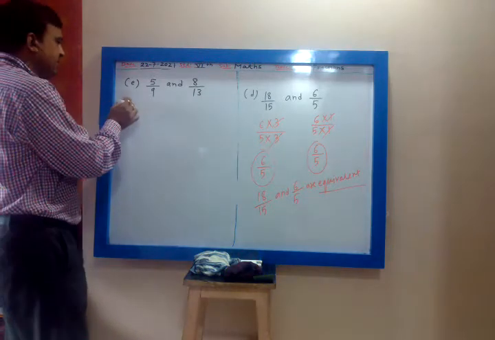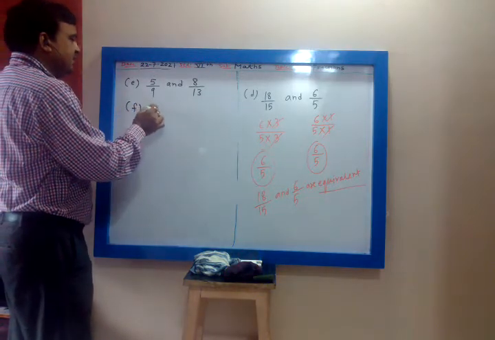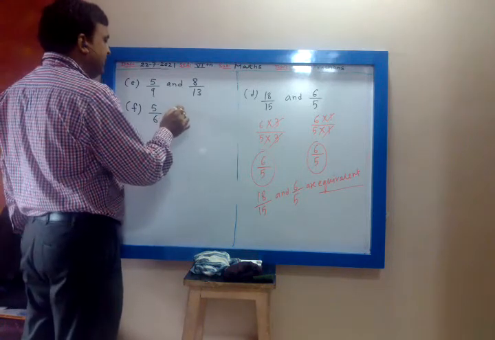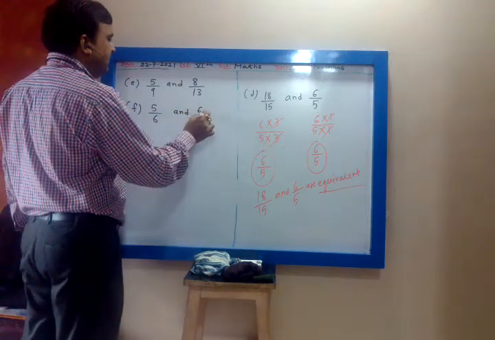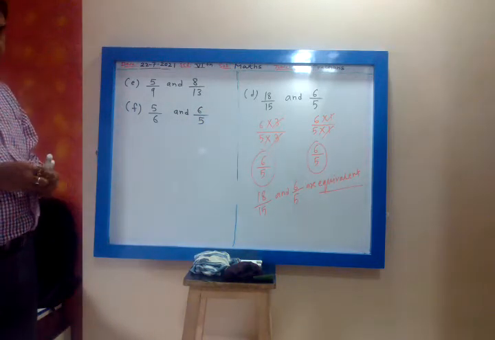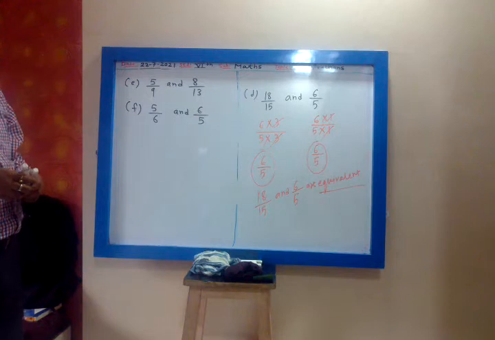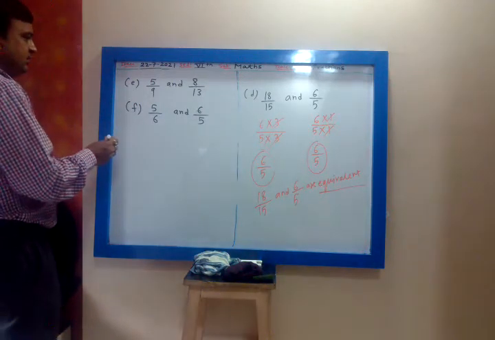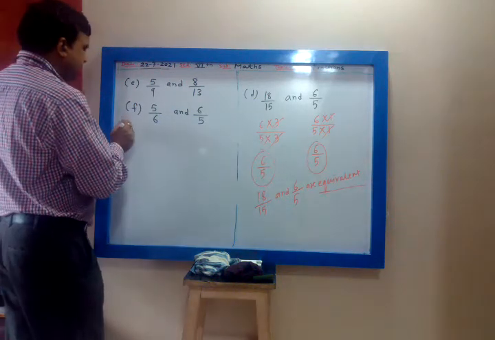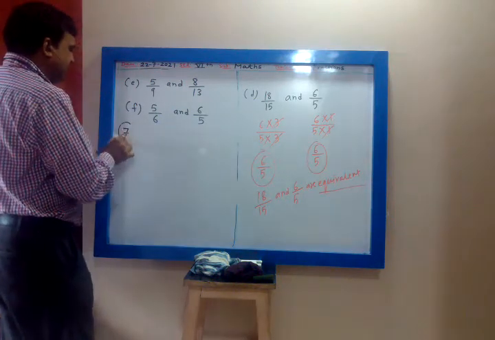Then F, 5 by 6 and 6 by 5, they are not equivalent. Okay? Vedant, mute the microphone, my dear. Seventh one. Let us do the seventh one.